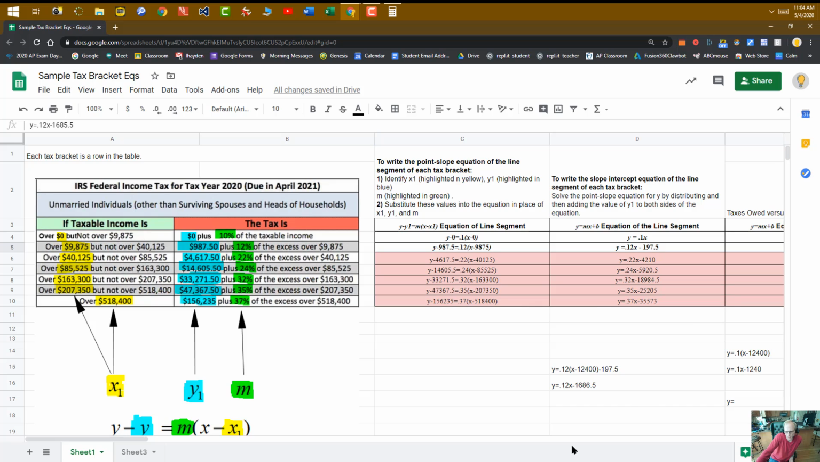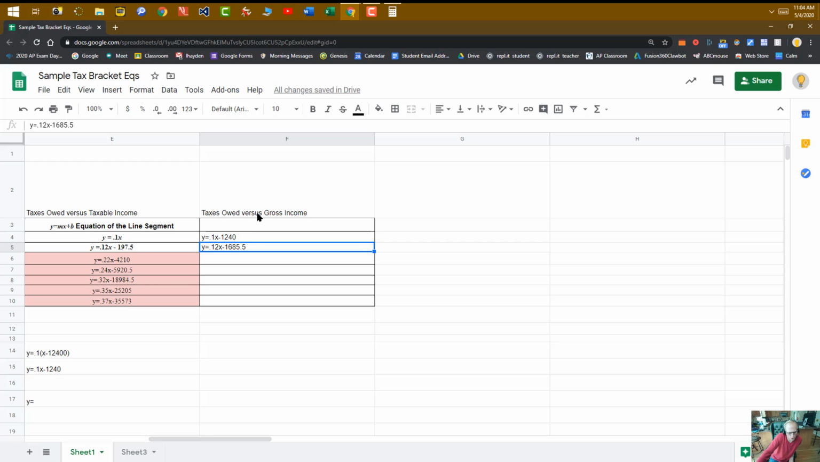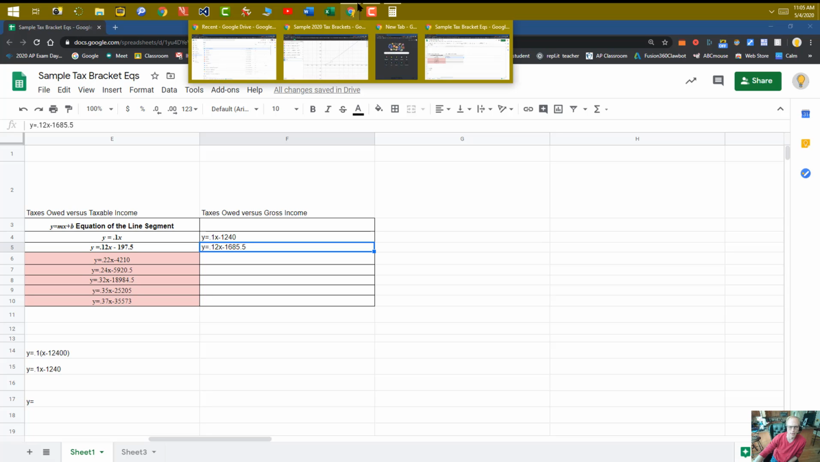Modify your spreadsheet to add a column for taxes owed versus gross income. All right, and you come up with that equation by subtracting 12,400 from x for each of them and then simplifying. Then you go in and you put your new equation where the original one was in Desmos, and you add 12,400 to every end value for the domain restrictions for x.